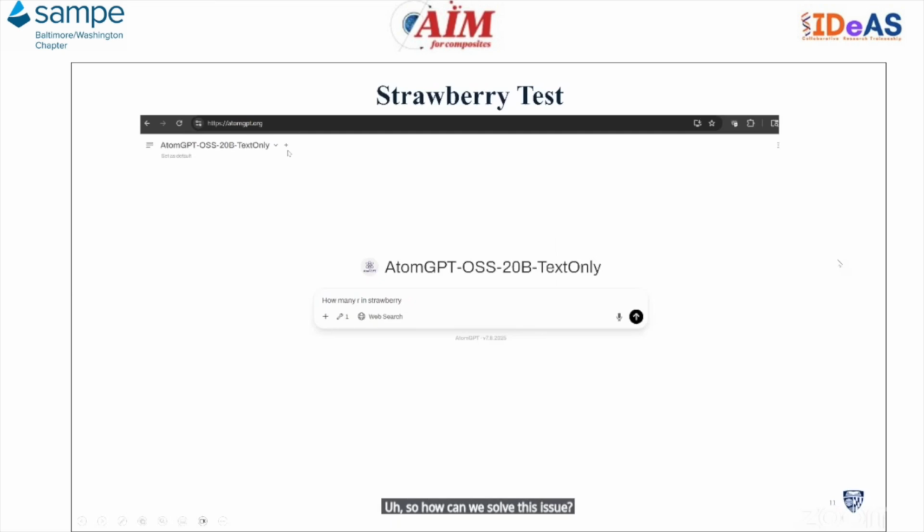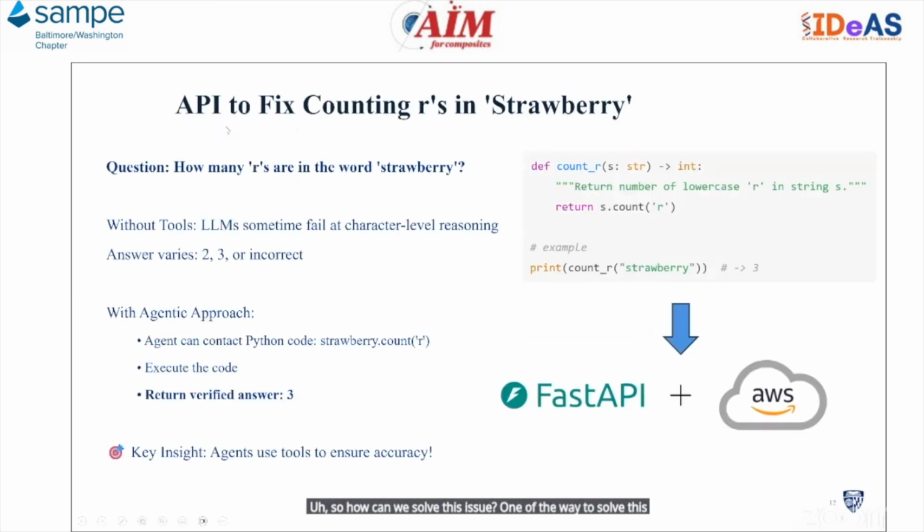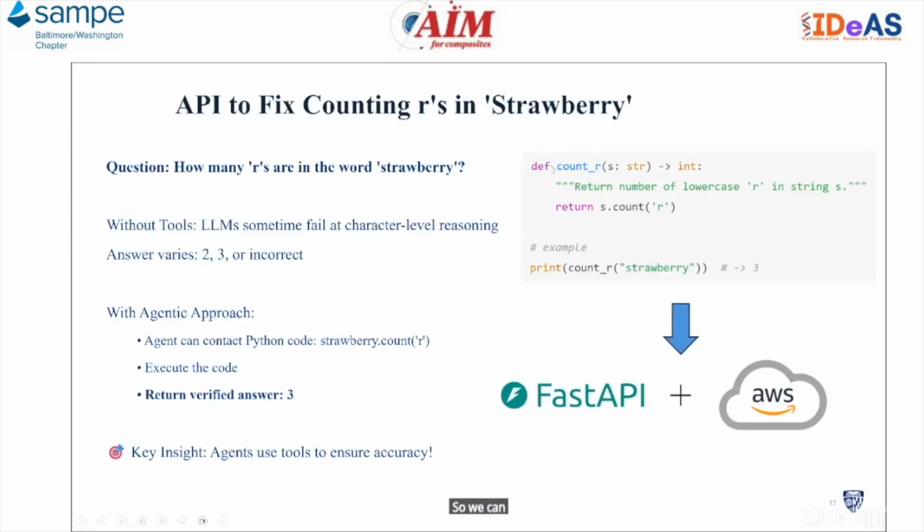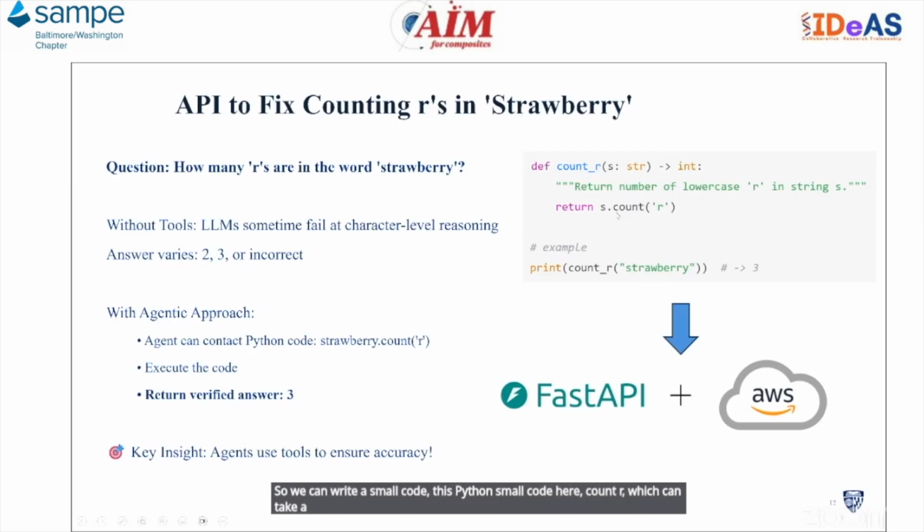So how can we solve this issue? One of the ways to solve this is connecting with an API. So what is an API? You can think of an API as Python or other code hosted in the cloud. So we can write a small Python code here, count R, which can take a string like S dot count R, so that you can put strawberry, and it will be exactly 3, reproducibly.